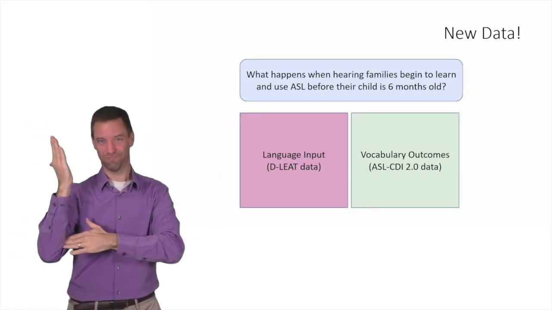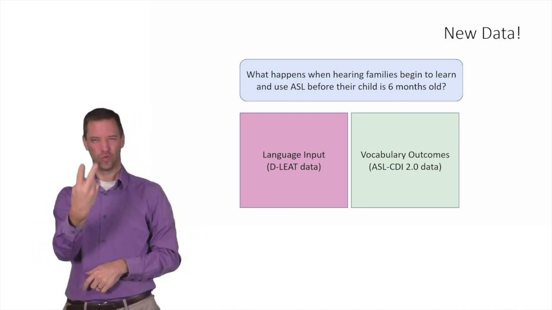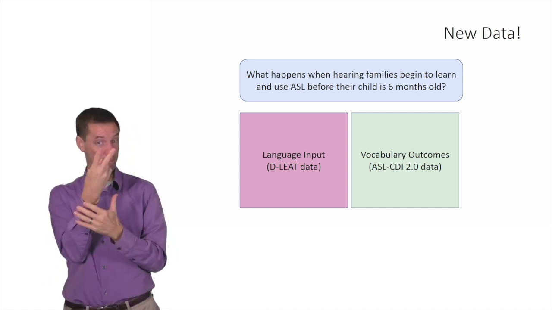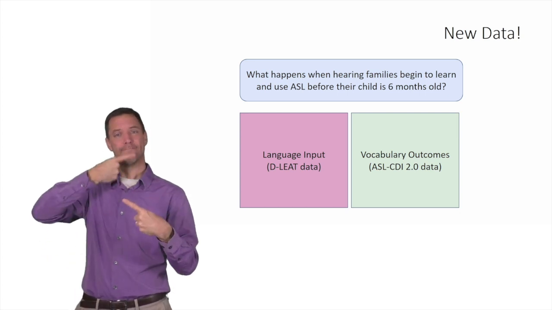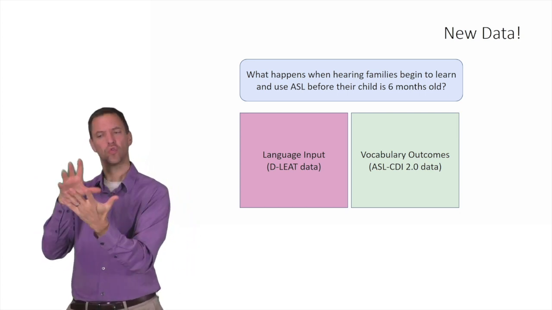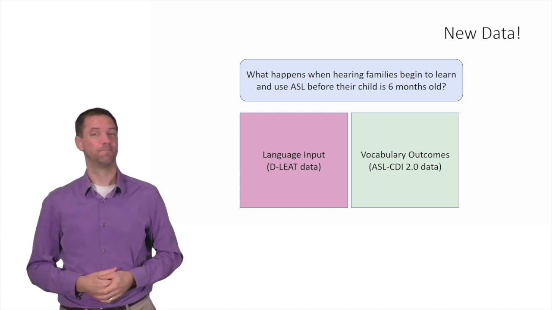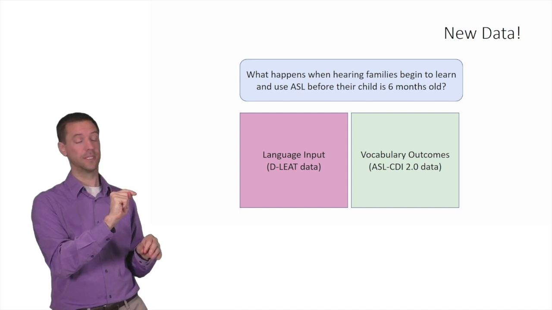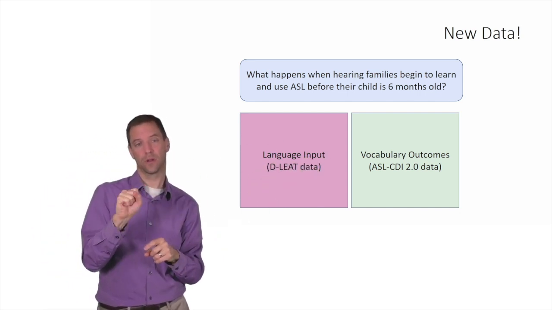So we are now in part 3 of the presentation, the new data. We just have 2 more tidbits of information we'd like to share with you. Both of them answer the same question. What happens when hearing families start to learn and use ASL before the child turns 6 months old? The first answer is about language input, and the second answer is about vocabulary outcomes.